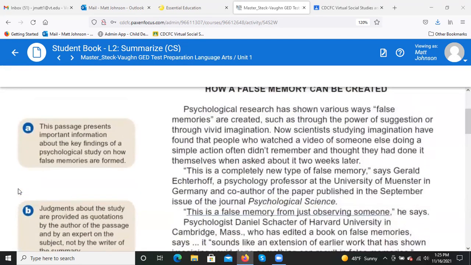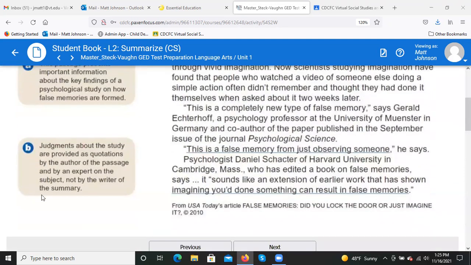And our text box is here on the side. So this passage presents important information about the key findings of a psychological study on how false memories are formed. And then judgments about the study are provided as quotations by the author of the passage and by an expert on the subject, not by the writer of the summary. So that's important too, right? Quotation marks set off exact language that somebody else has said. You always use that to express somebody else's words, and you try to cite them somehow too, just like they did here. Like they say, this is a false memory from just observing someone, he says, and they're talking about the doctor of psychology.